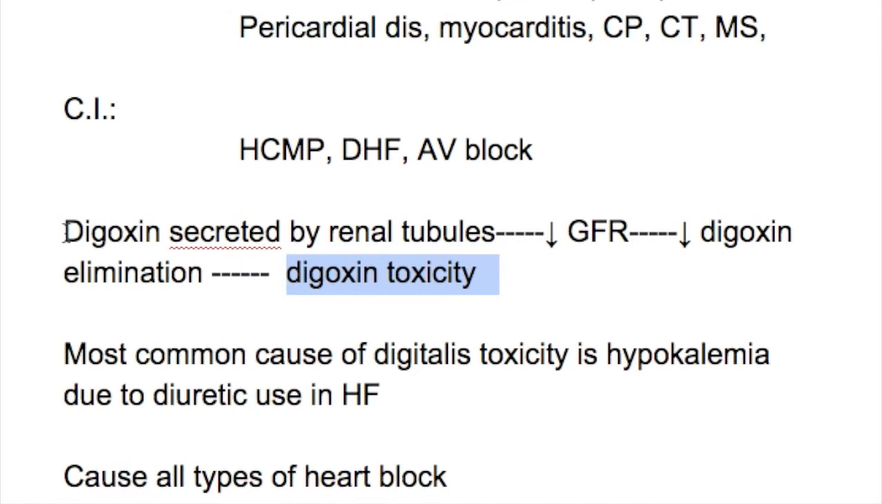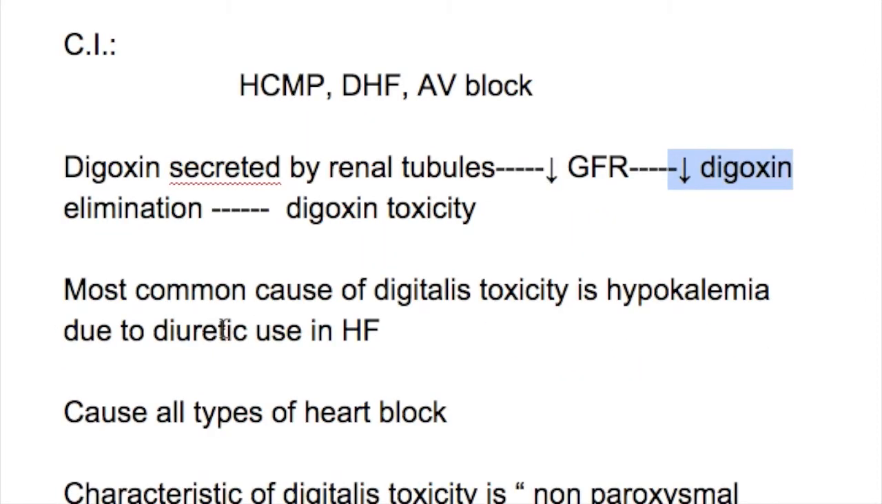Digoxin elimination is by secretion in the renal tubule. So when there is a decrease in GFR, that decreases the digoxin elimination and increases the digoxin toxicity. What is the most common cause of digoxin toxicity? It is hypokalemia due to diuretic use in heart failure.